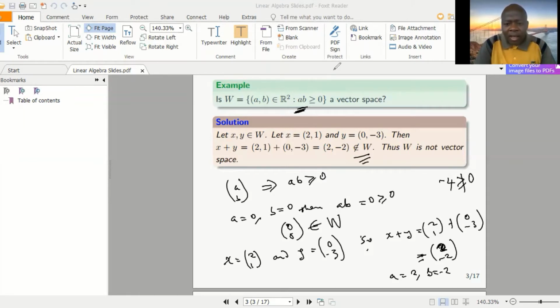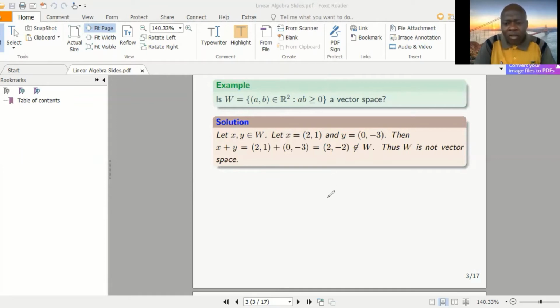So once I find one condition that is not satisfied, I conclude that W is not a vector space. W is not a vector space because I've seen that the closure property under addition is not satisfied. You don't need to proceed to find out whether the closure property under multiplication would be fulfilled. You don't need to go there. But for the sake of understanding, let's just go there.